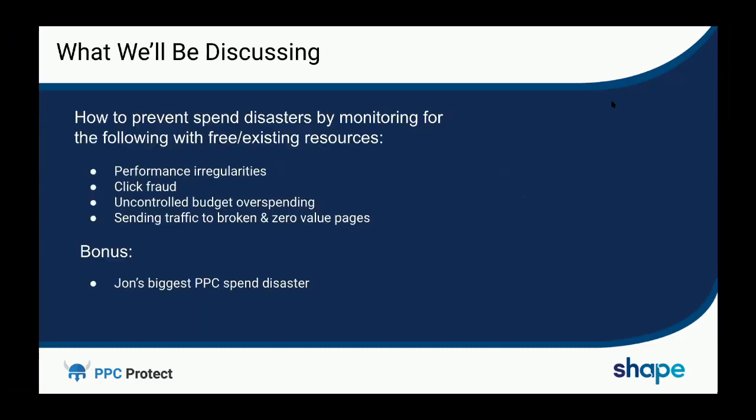So in a nutshell, what we're going to be discussing today is how to prevent spend disasters. We're going to do that by monitoring the following things with some free and existing resources: performance irregularities, click fraud, budget overspending, and also when you send traffic to broken and zero value pages. And as a bit of a Brucey bonus, Jon, you're going to share your biggest PPC spend disaster with us, which I'm hoping is going to be quite entertaining. It was not entertaining at the time, for sure, but now looking back, hopefully everybody can pick up a lesson from it. Good stuff, look forward to that one then.